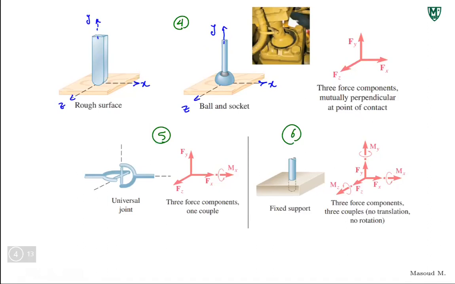This is the maximum number of unknowns you're going to get. Remember, even in two-dimensional space, the fixed support was giving you the maximum possible unknowns in two-dimensional space, 3. Now here it gives you the maximum possible unknowns, 6.